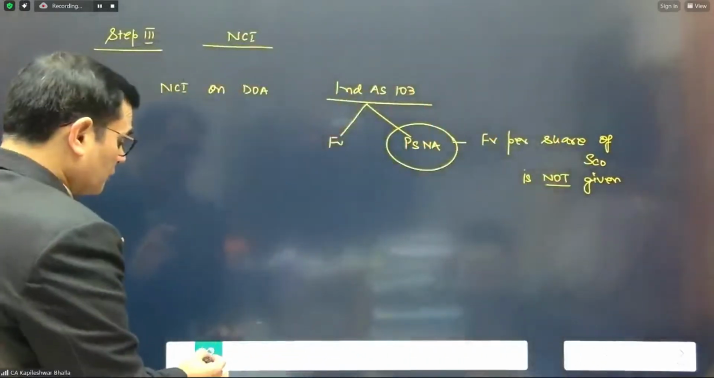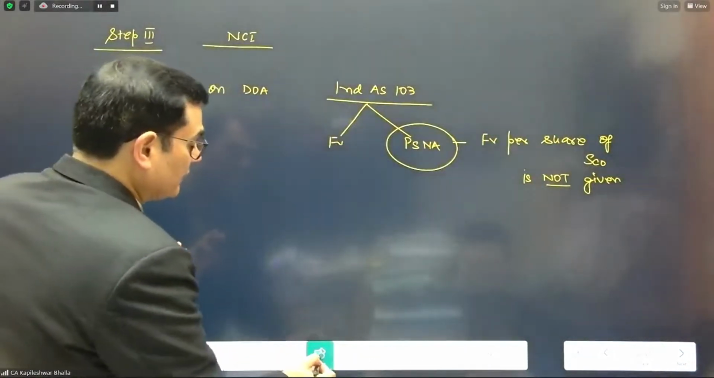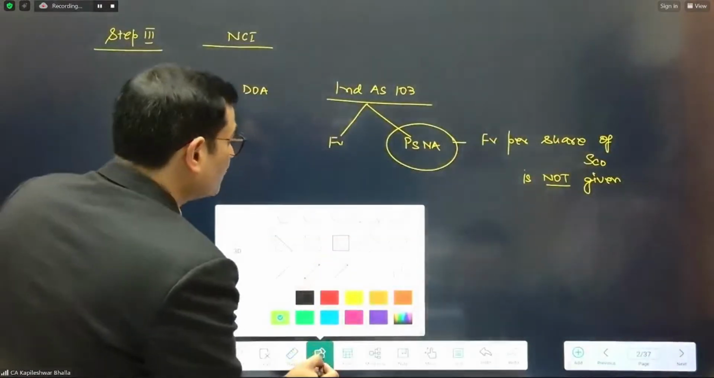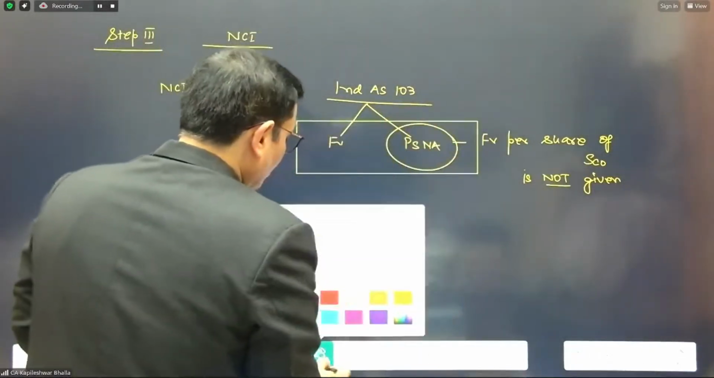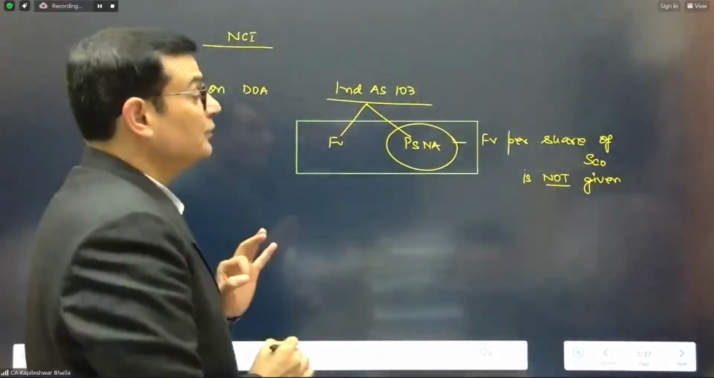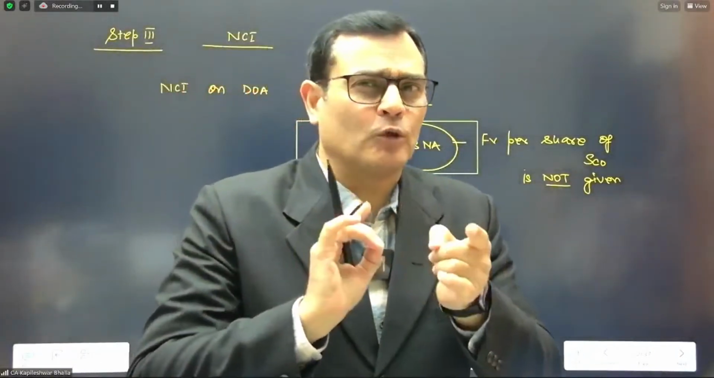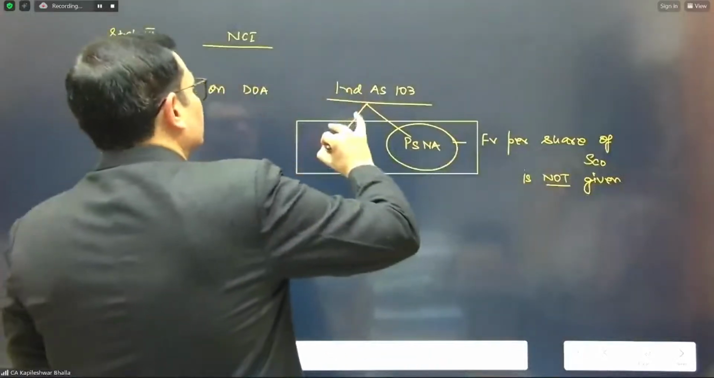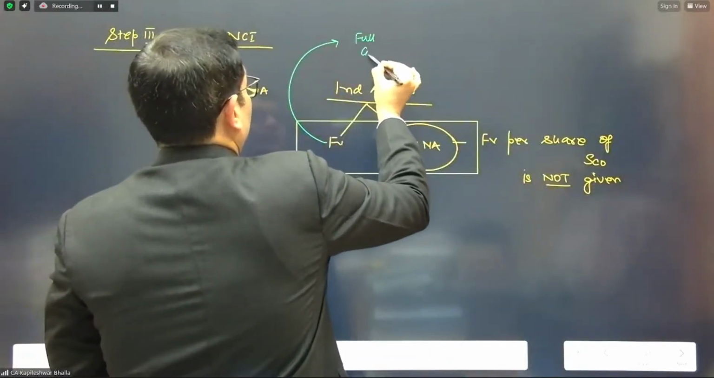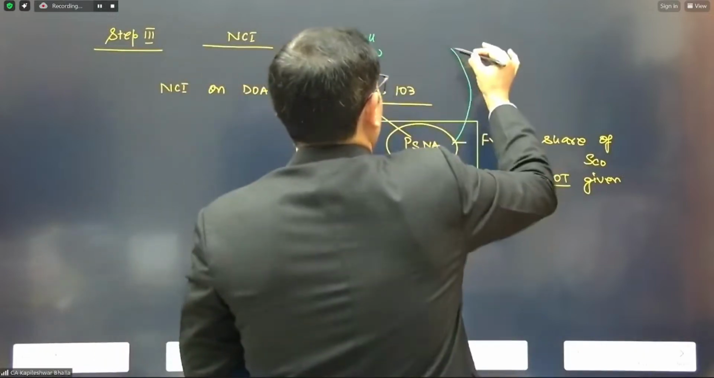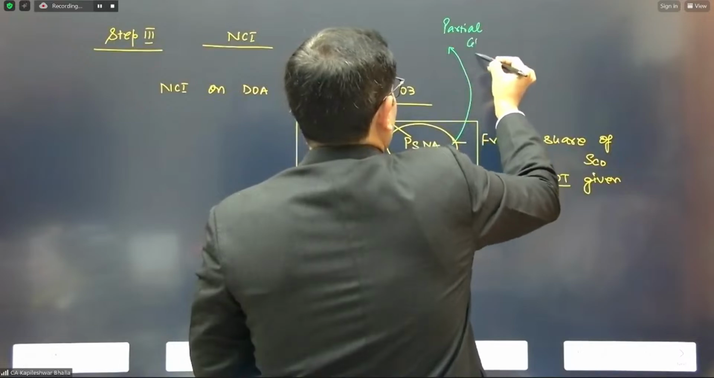Now, a little caution at this particular stage. When you're going to consider the NCI at a fair value or PASNA, immediately your mind should also come to one thing: if you're taking NCI at a fair value, you're going to get a full goodwill. And if you're going to consider NCI at PASNA, you're going to get a partial goodwill. Now, how does this help me?